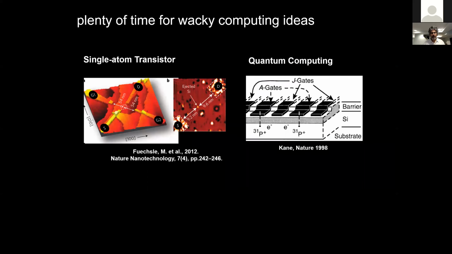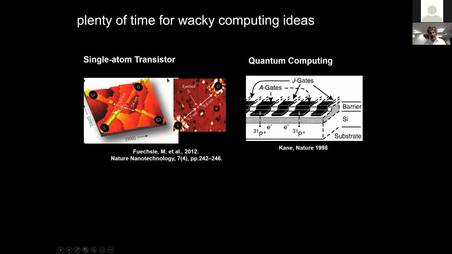Okay, so now I'm going to wrap up by giving some motivation for what we might use this kind of technique for. On the left here is an STM image of something called the single atom transistor. This was made using STM to position atoms. There's one atom right here, that's this bright spot.